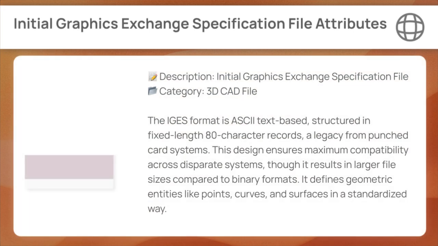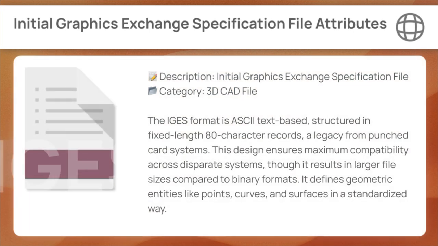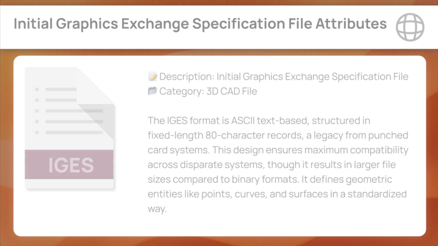The IGES format is ASCII text-based, structured in fixed-length 80-character records, a legacy from punched card systems. This design ensures maximum compatibility across disparate systems, though it results in larger file sizes compared to binary formats. It defines geometric entities like points, curves, and surfaces in a standardized way.